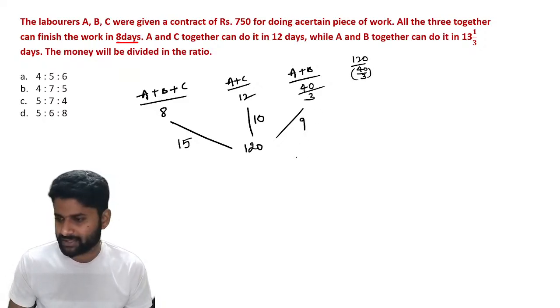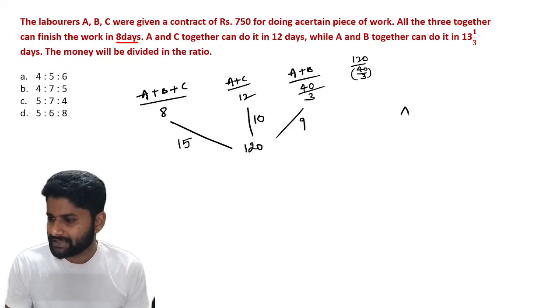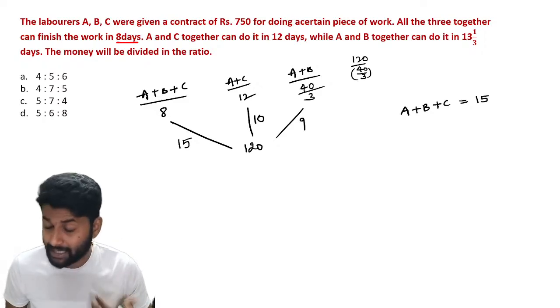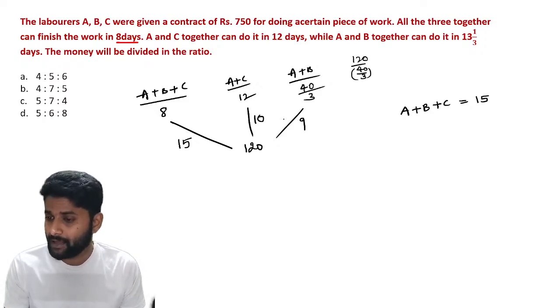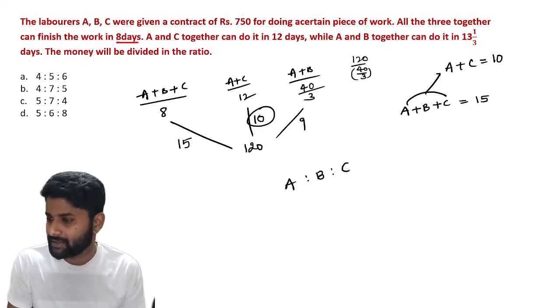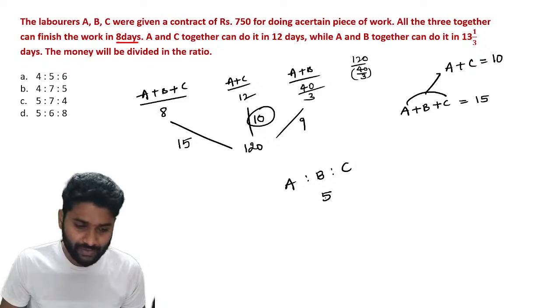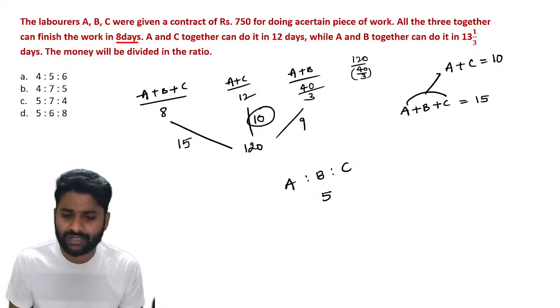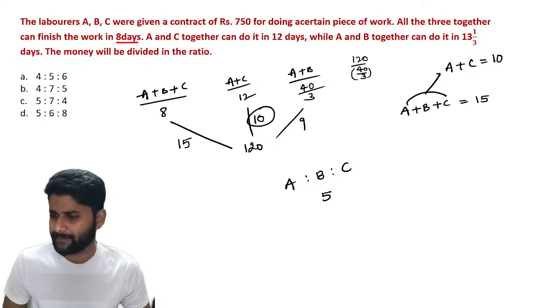Directly take 9 units. Guys, understand that A plus B plus C together is 15 units per day, their contribution. And you know A and C, what is the AC efficiency? AC efficiency is 10 units. Then we can conclude that B's efficiency is 5 units. See, ABC together is 15, AC together is 10. We can conclude that B's efficiency is 5 units per day.